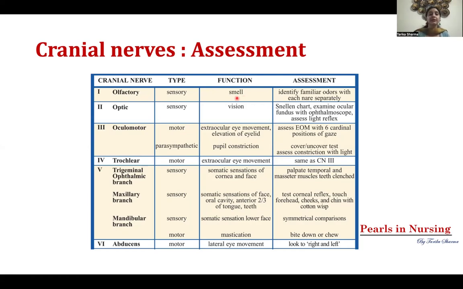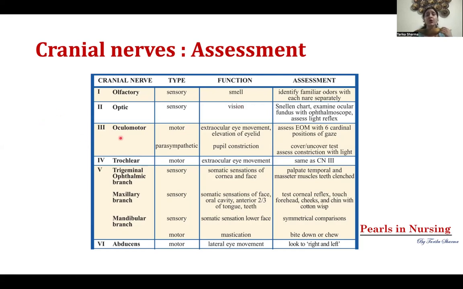normally. The second nerve is the optic nerve, which is again a sensory nerve, and this is responsible for vision. To assess this, we can use the Snellen chart, because through the Snellen chart you can see the visual acuity of the person, or we can also use the ophthalmoscope, which is used to assess the fundus, or we can also assess the light reflex.